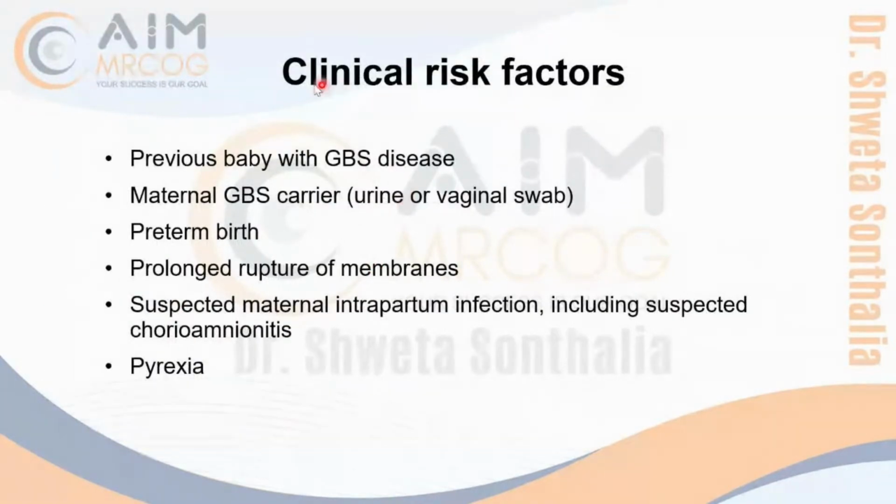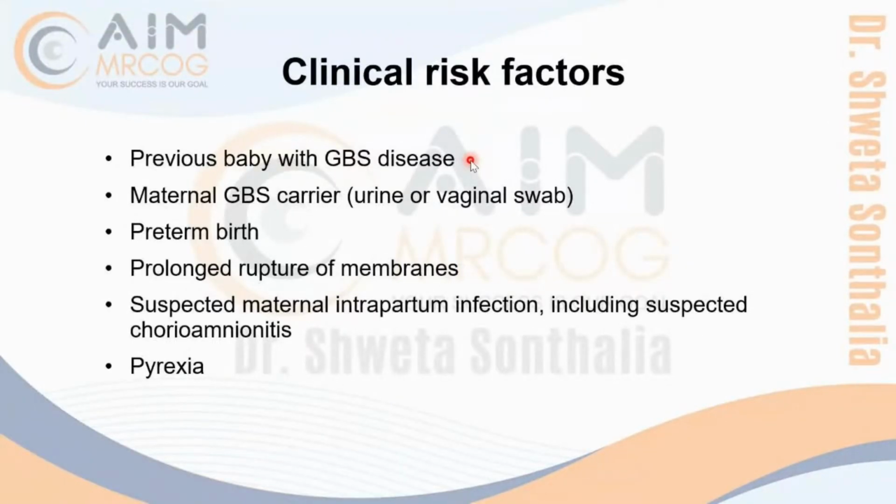So what are the risk factors? What are the risk factors for the woman to transmit the infection to the baby and the baby getting affected? If they have a previous baby with GBS disease, this is very important. If they have a previous baby with GBS disease, irrespective of whatever her status is this time, you are going to give her prophylaxis. So previous baby with GBS disease, please don't forget. This is a favorite question.